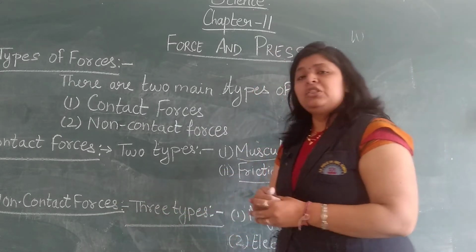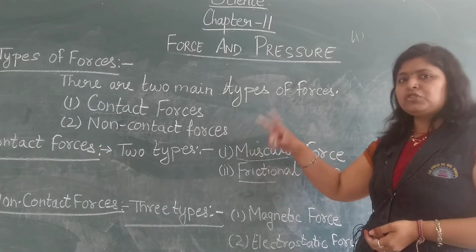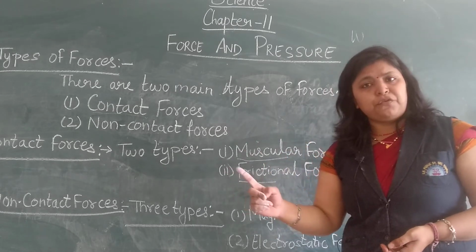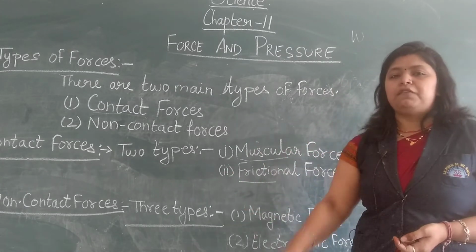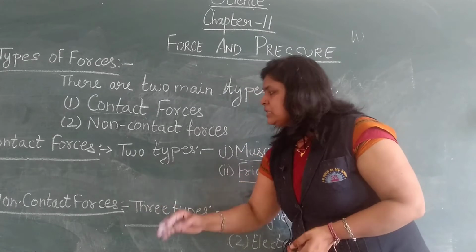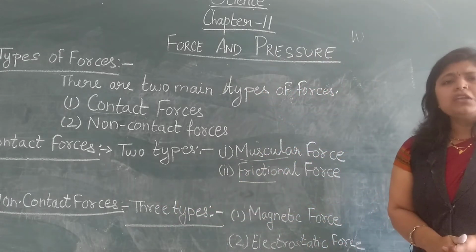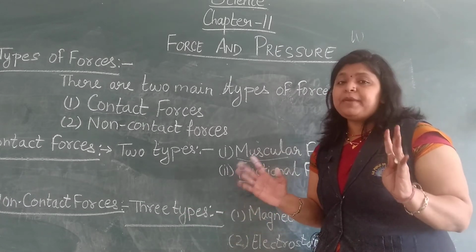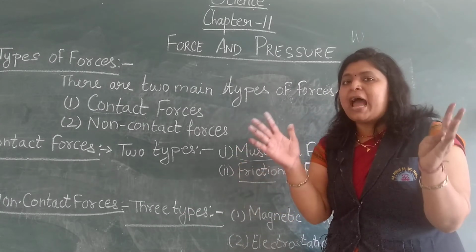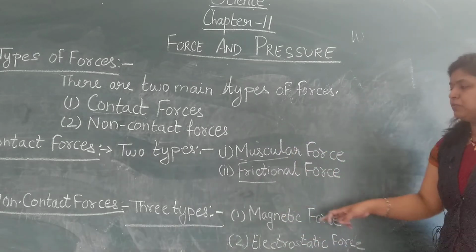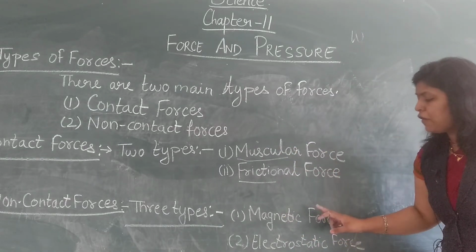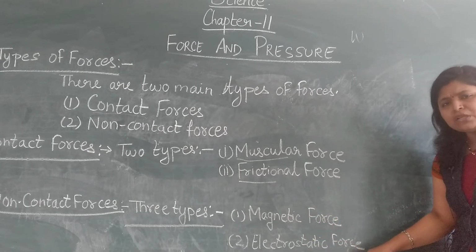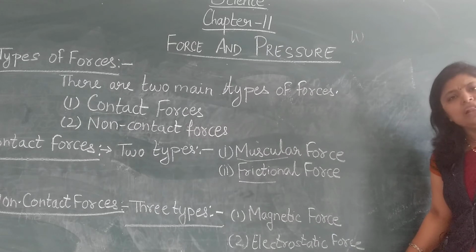Now the next one is non-contact force. Understand the contact force: two types of forces are there, the first one is muscular force and the second one is frictional force. Now the next is non-contact forces. Non-contact forces are of three types. Non-contact means we are not in contact with that object. The first one is magnetic force, the second one is electrostatic force, and the third one is gravitational force.